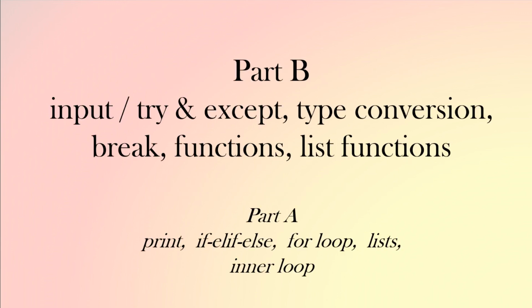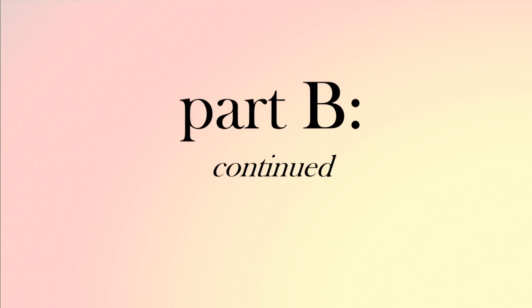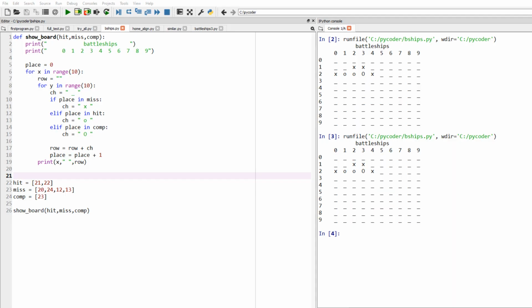So here we're going to get something from the user, we're going to deal with errors, we're going to convert that to an integer, we're going to use functions and list functions. So let's move on to part B. The next stage is to get a shot from a user. So we create another function called getShot.